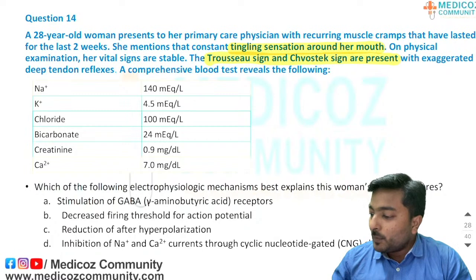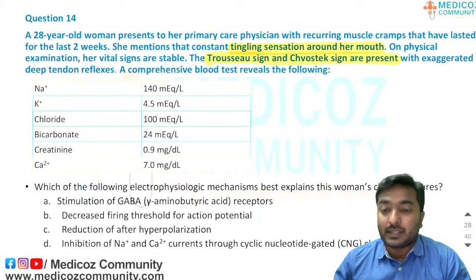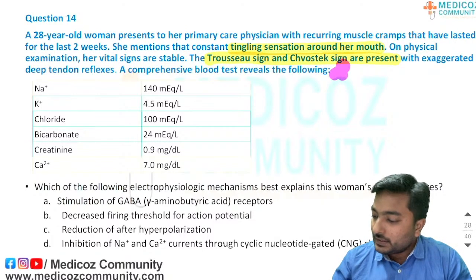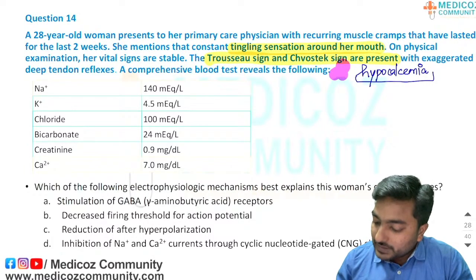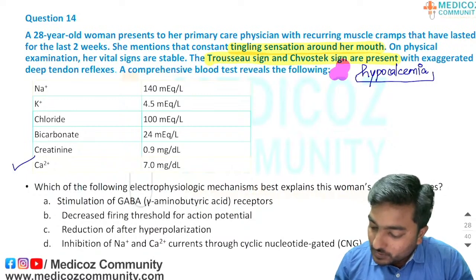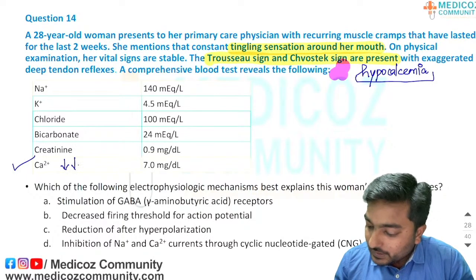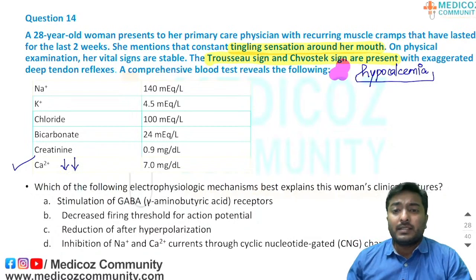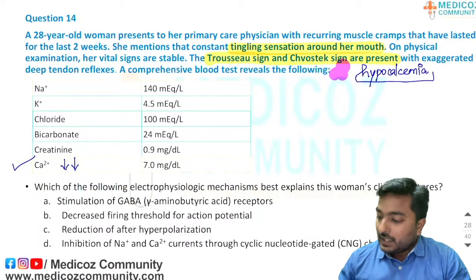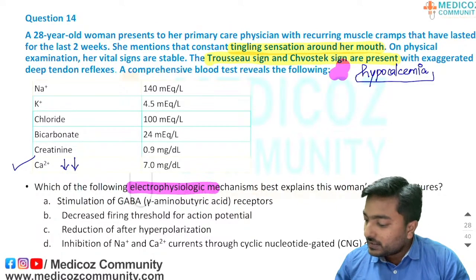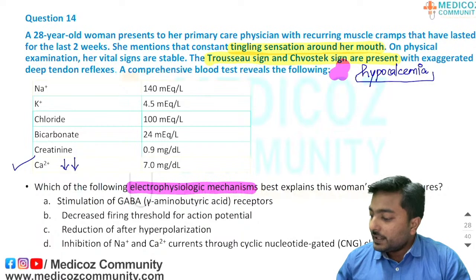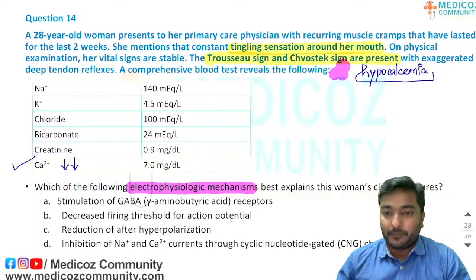The moment you see these two signs are present, you can come to the conclusion that the patient is suffering from hypocalcemia, right? To support these clinical findings, we have the laboratory values, where the calcium level will be low here, right? This is the easy catch point from the question. And what is the question they are asking? Which of the following electrophysiological mechanisms best explains the woman's clinical features?